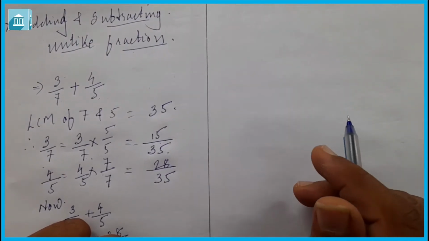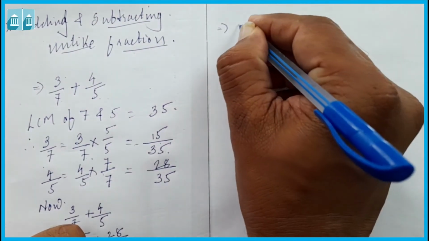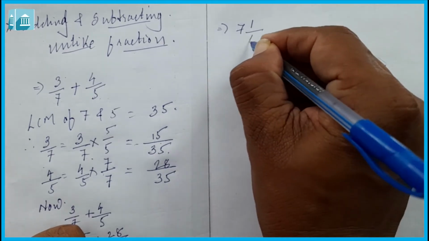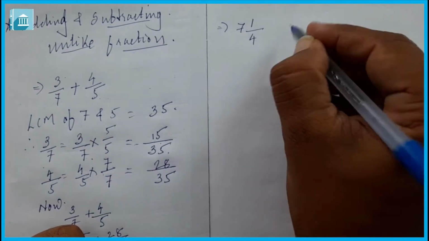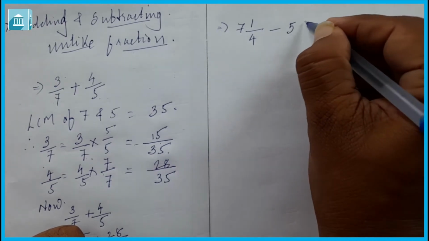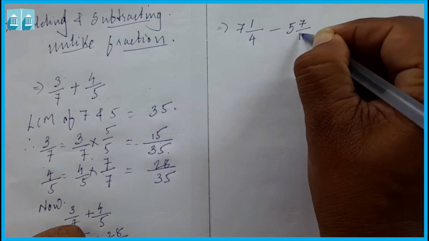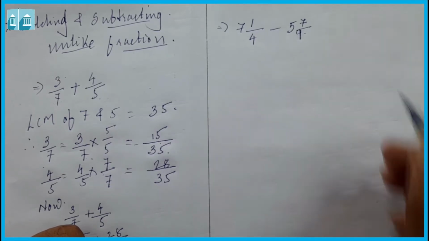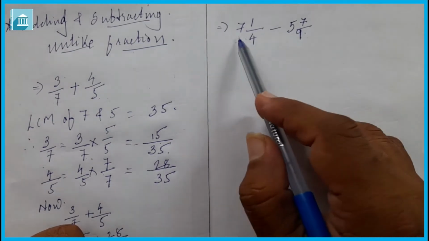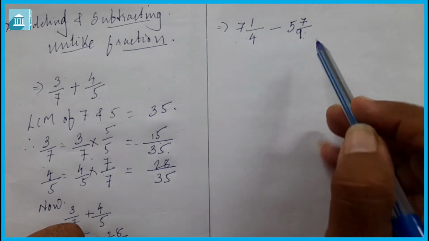Now let us see one example of subtraction also. Let us subtract, suppose 7 1 upon 4 minus 5 7 upon 9. Now these both are again unlike fractions. Though they are mixed numbers, their denominators are not the same, so they are unlike fractions.